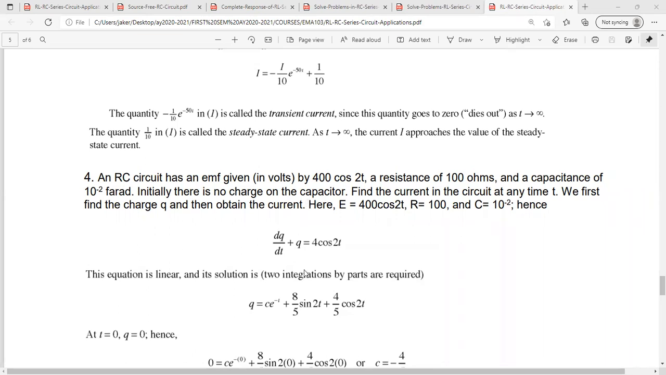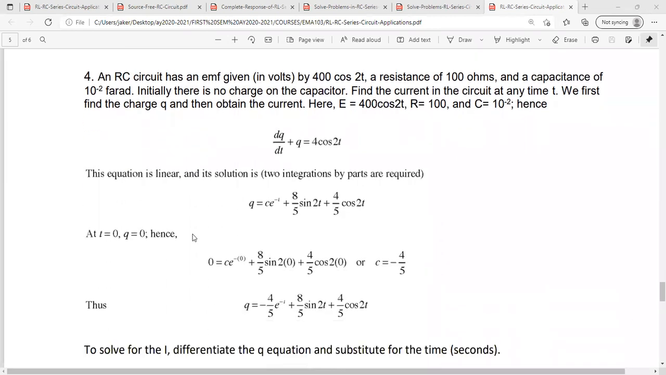The source is a battery. For this RC circuit, the resistance is 100 ohms and the capacitance is 0.01 farad, that's equivalent to 10 raised to negative 2 farad. Initially, there is no charge in the capacitor. So it's like saying that Q is equal to 0 at time equal to 0. You may write it as small letter q because the way we represent the charge is small q.